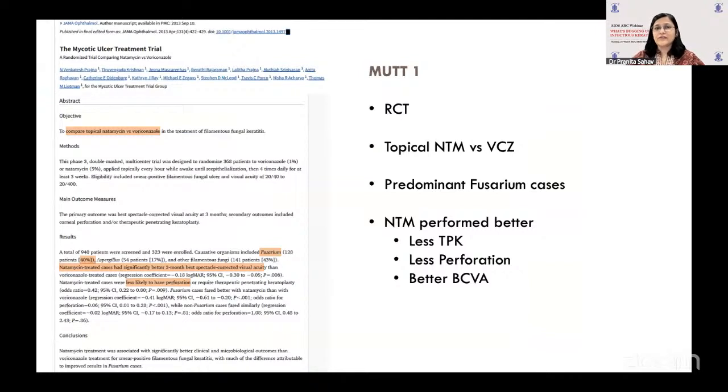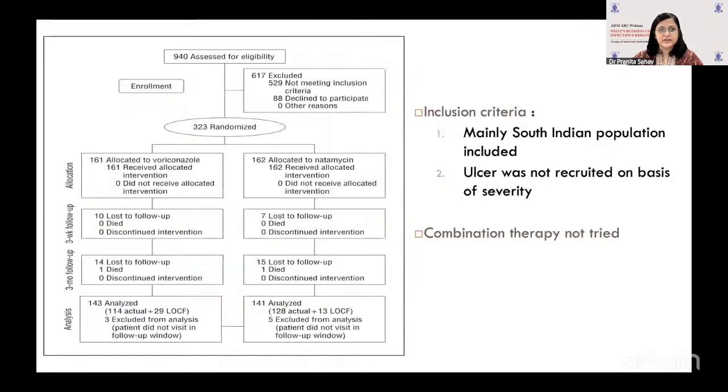So coming to one of the first landmark and one of the largest studies done in fungal keratitis, which fortunately was conducted in our country itself, was the Mycotic Ulcer Treatment Trial 1. It was a multicentric trial in which India was a major part. In this, topical natamycin was compared with voriconazole, and it showed that natamycin performed better, with less requirement for TPK, lower perforation rate, and better BCVA in patients of fungal keratitis. So let's have a deeper look into this study.